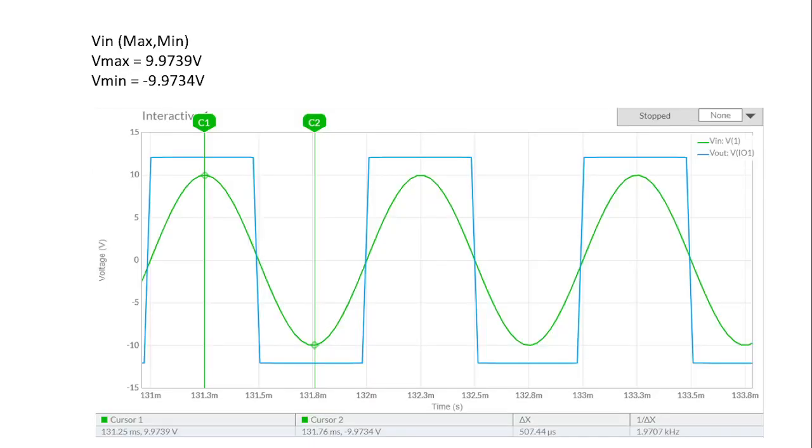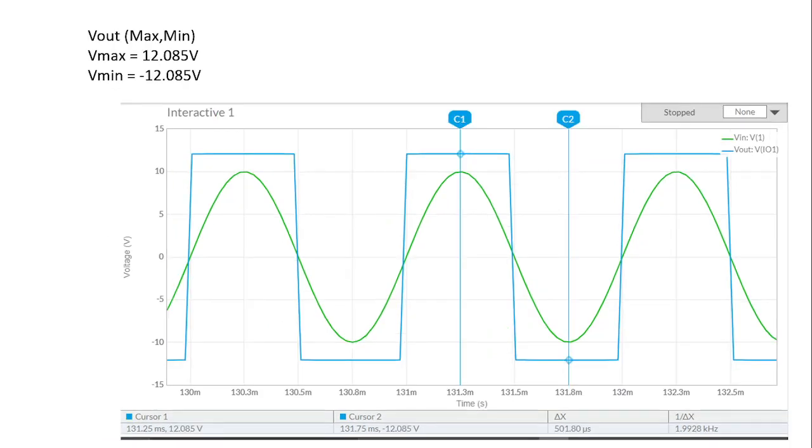This is the output voltage. This is the output signal for this circuit. The green one is V in, the blue one is V out. So this one I show the V in. C1 is V max for V in, and C2 is V min for V in. This is the value for V max, V out, and V min, V out. C1 is V max and C2 is V min.